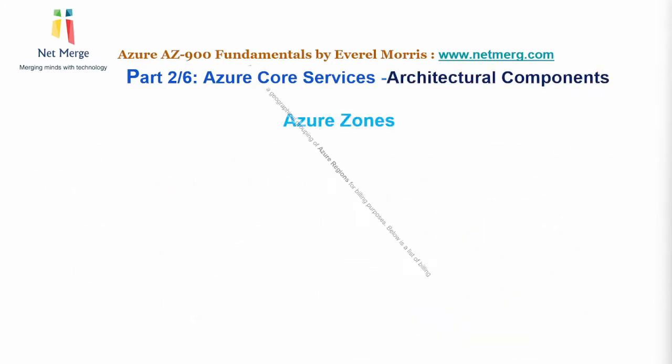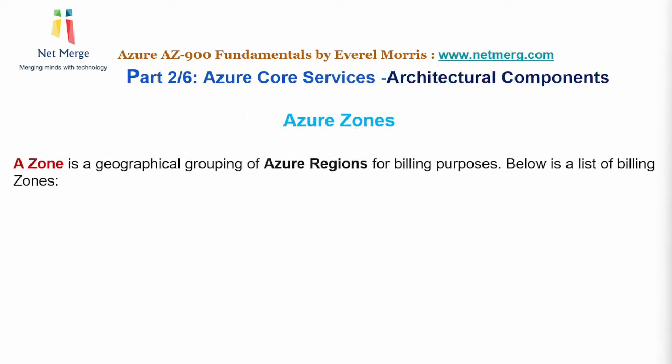Now let's look at the Azure Zone, which is at the top of the pyramid. I spoke about it briefly and I promised I would come back to it. So Azure has these geographic groupings of regions, and this is done for billing purposes. Again, there are different transfer rates for data in different parts of the world.